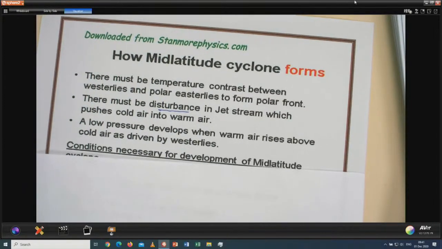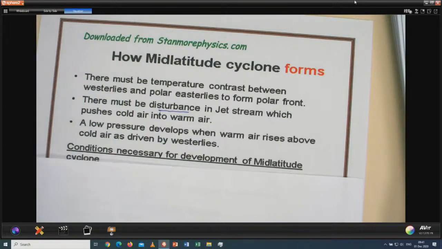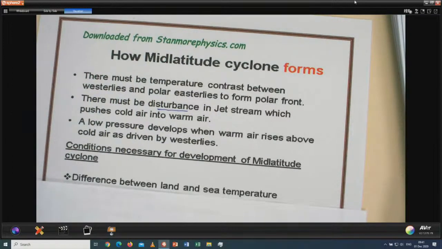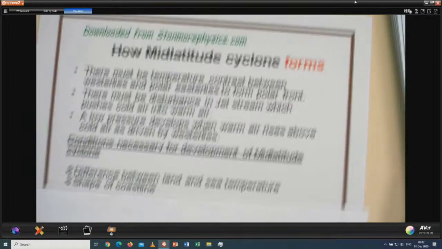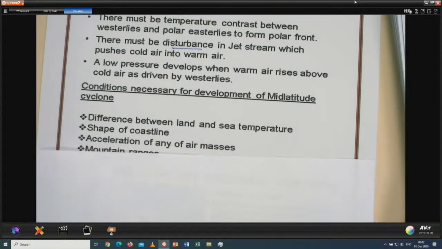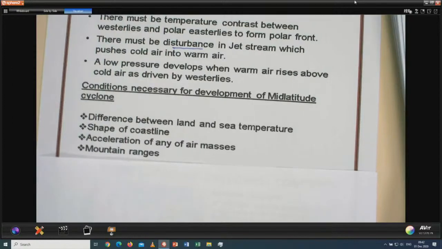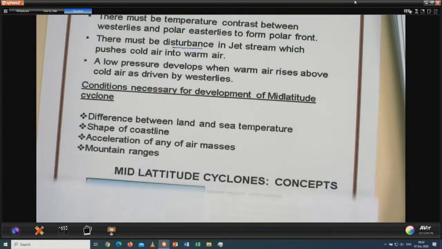Now let us look at the factors or the conditions necessary, the prerequisites, for the development of a mid-latitude cyclone or wave formation. The first one is the difference between land and sea temperatures, then the shape of the coastline, acceleration in wind speed in any of the two air masses, and the mountain ranges. Right, so we move forward.